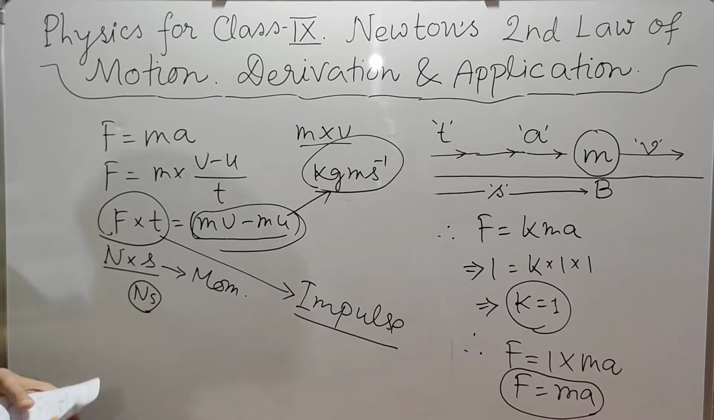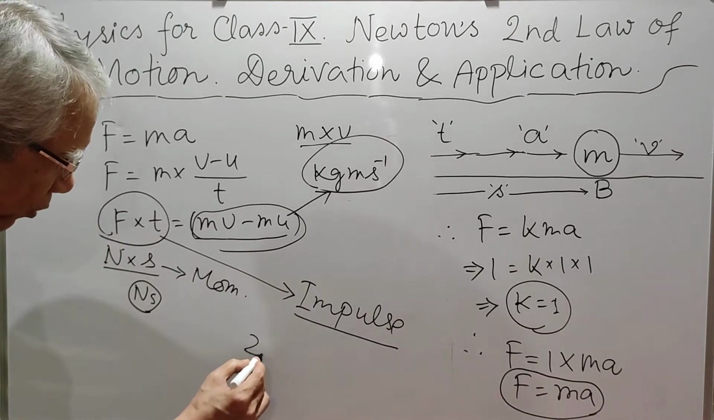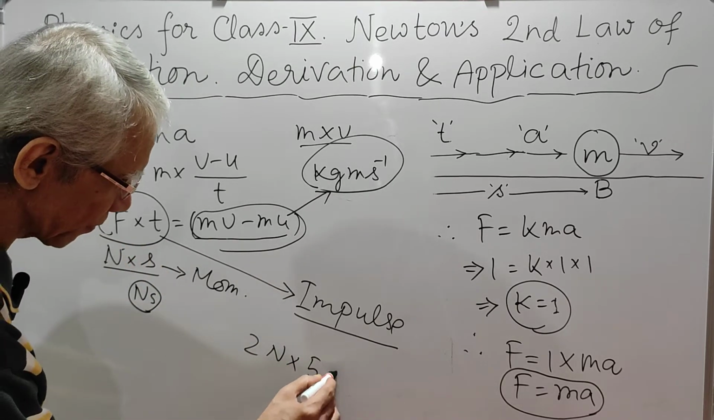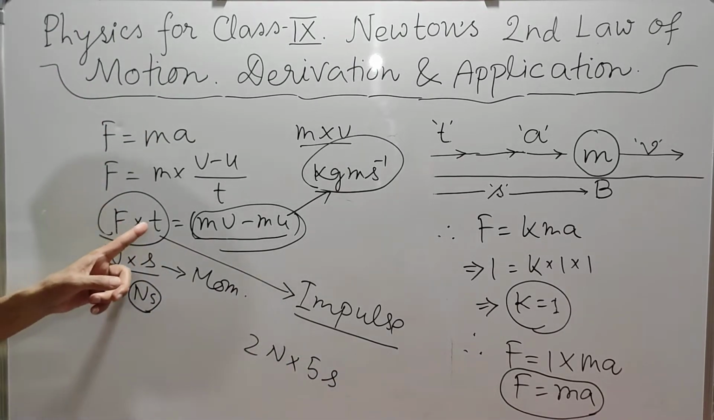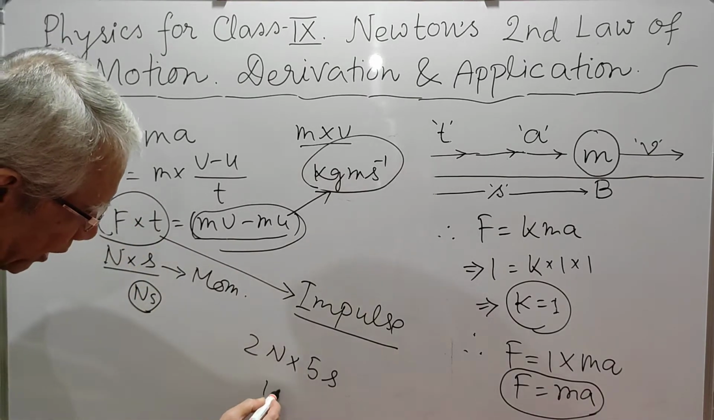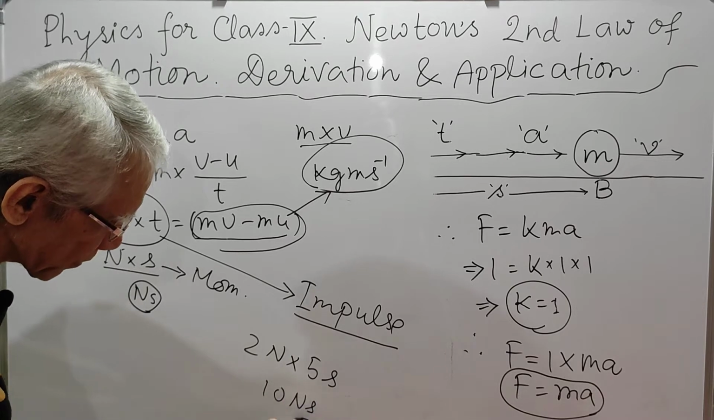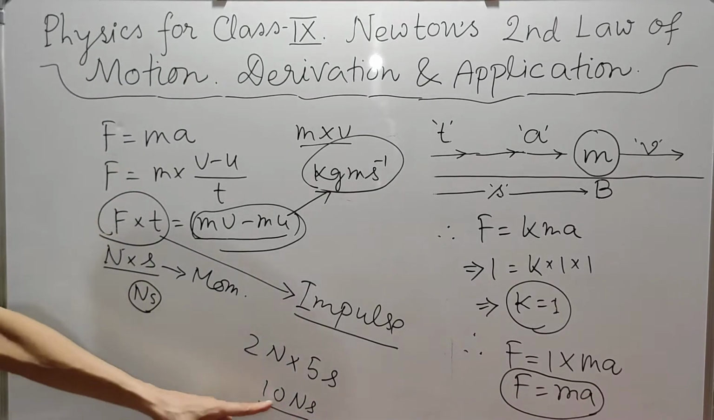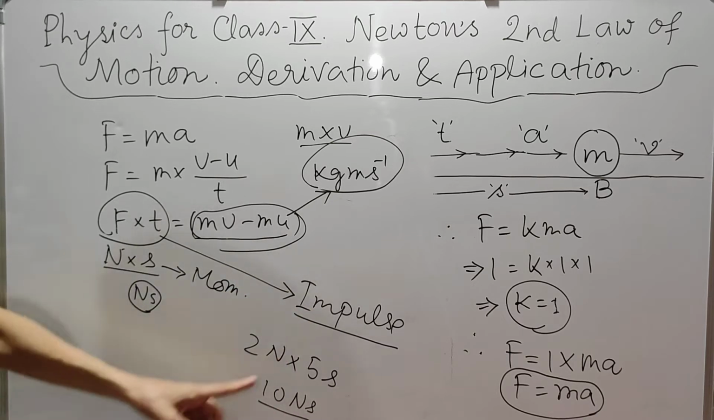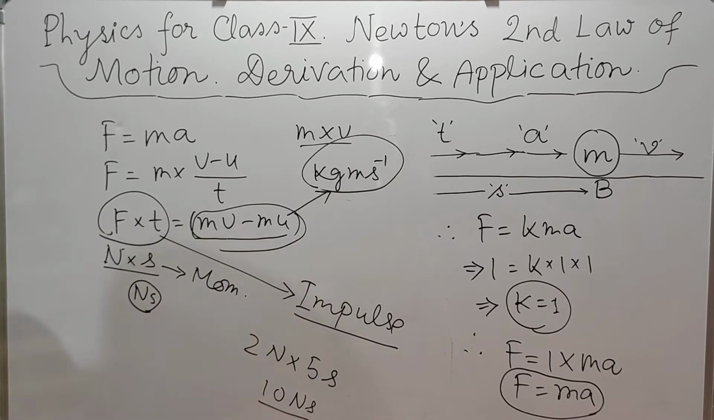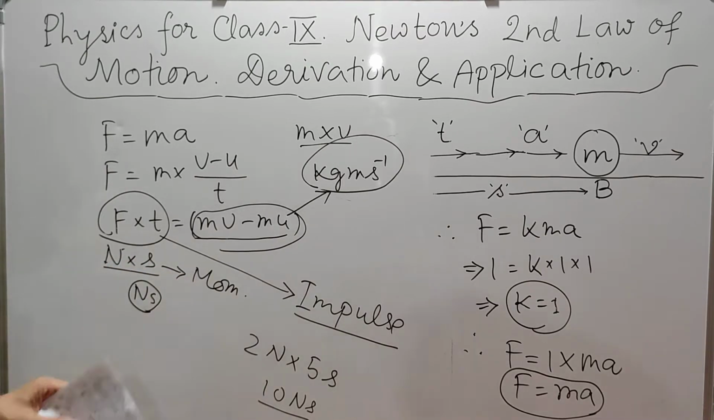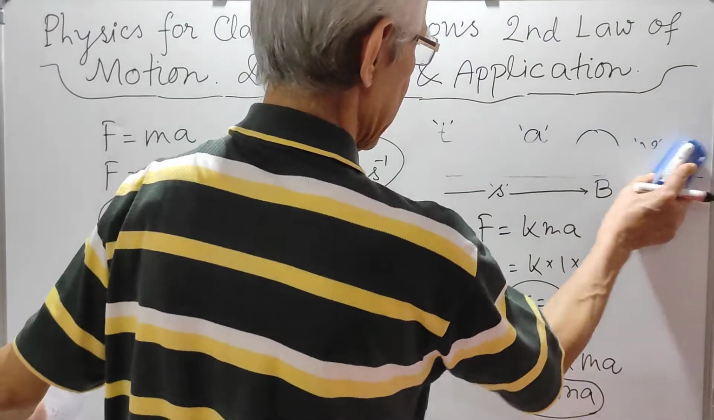All right. If force is, suppose, 2 Newton and t is, suppose, 5 seconds, then what will be the impulse? 2 into 5, 10 Newton second. So 10 Newton second will be the impulse. So this quantity is called impulse. And what is its unit? Newton second. In other words, it is similar to momentum. Okay, now let us see.